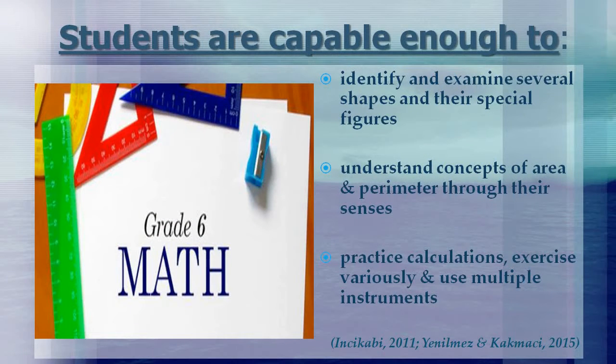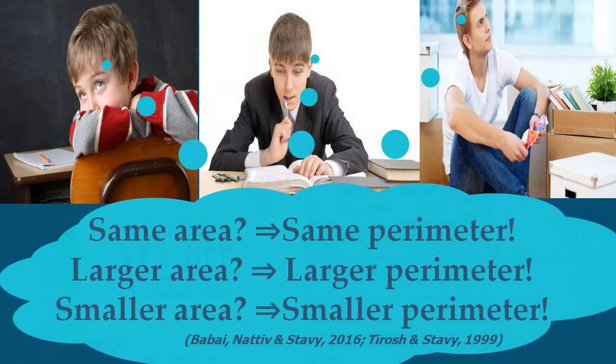Students in 6th grade are considered to be mentally matured and trained enough so as to have constructed geometric concepts concerning identification and examination of several shapes, to have felt concepts like area and perimeter through their senses, to process complex and more abstract activities, and to be capable of practicing variously calculations using multiple instruments to solve problems associated with surface. Nevertheless, many students of different ages often encounter difficulties concerning area and perimeter.